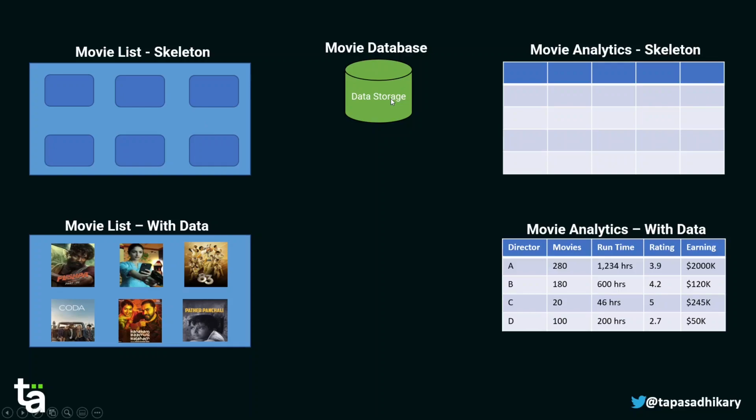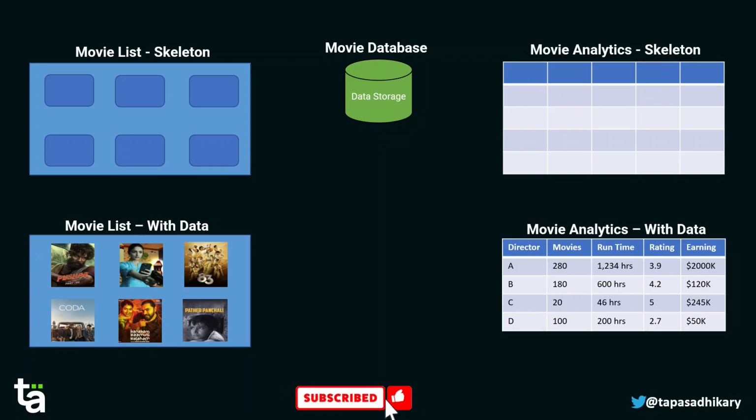Similarly, I can always do data fetching from the store to this component, pass it as props and show this one. But did you realize that in this case, I am going to duplicate the effort of data fetching in both the components?